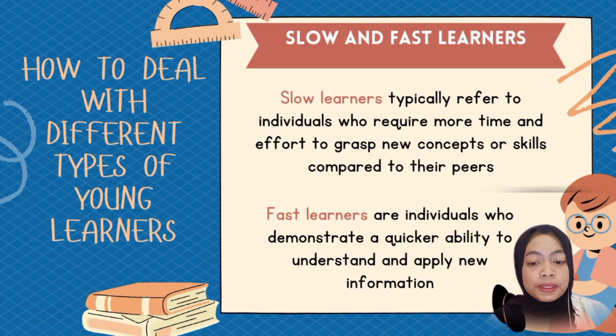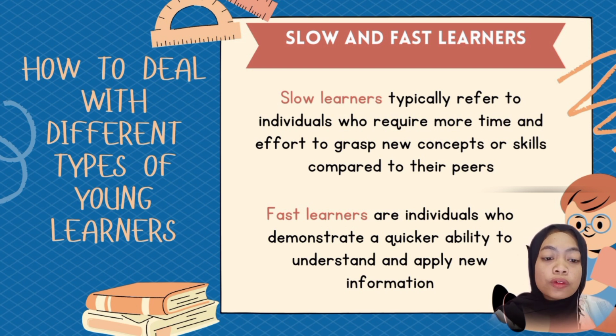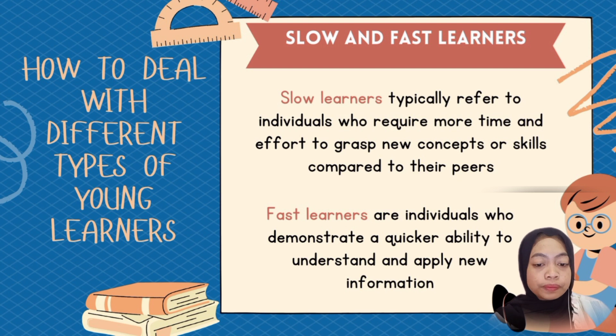Okay, the next type is slow and fast learners. The terms slow learners and fast learners are often used to describe individuals' varying abilities to acquire and process new information. However, it's important to note that these terms can be subjective and should be used with caution, as they can carry a certain degree of stigma and oversimplification.